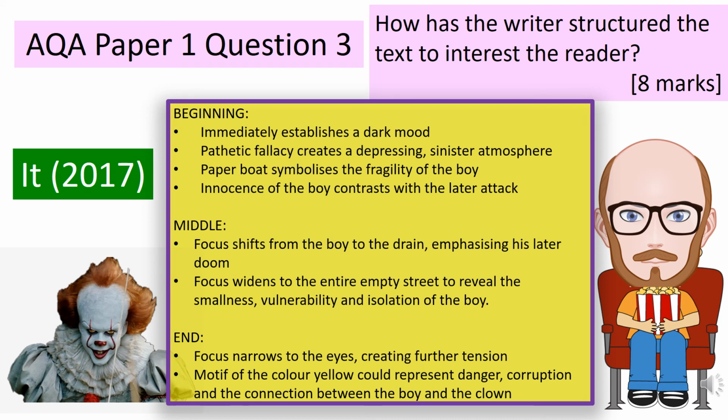In the middle, the focus shifts from the boy to the drain, which emphasizes his doom. This is where he's heading. The focus also widens, if you remember, to the whole street, this empty street, to perhaps represent his vulnerability and his isolation and his smallness, that he is alone and therefore he is in danger. And at the end, the focus narrows to those sinister eyes, which obviously creates tension, but also a yellow linking the boy to the clown, but also representing as a motif perhaps danger, the colour yellow representing danger, but also perhaps we link it to disease, the corruption of this boy's innocence.